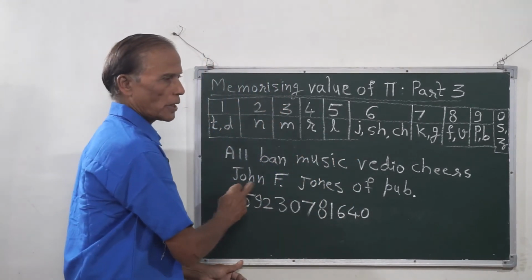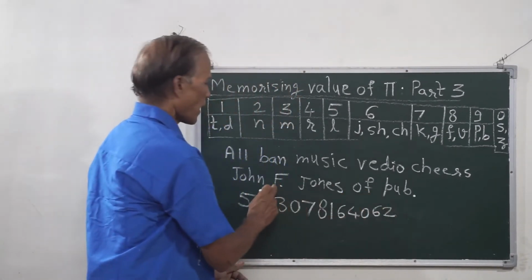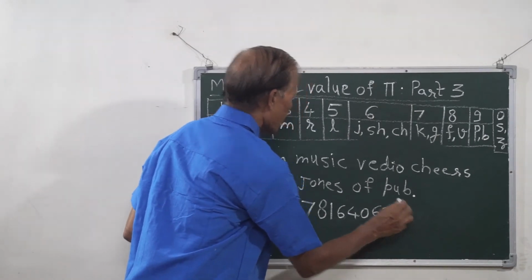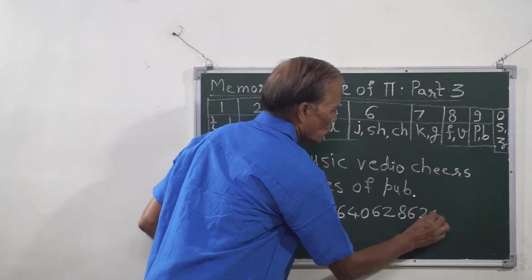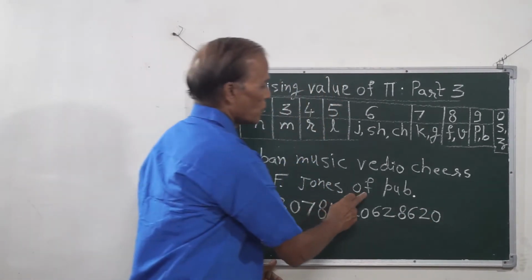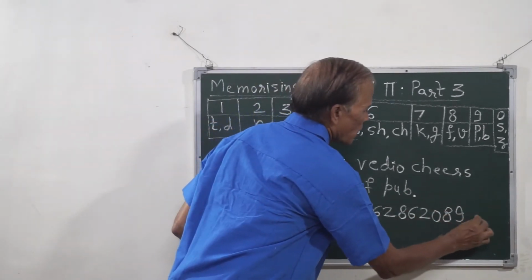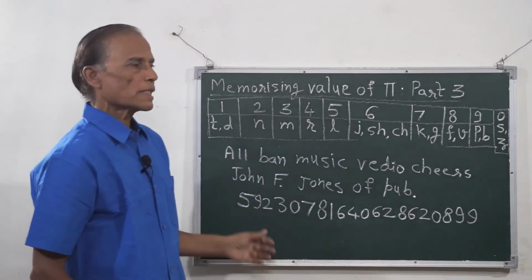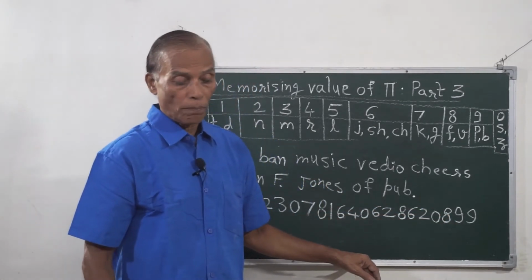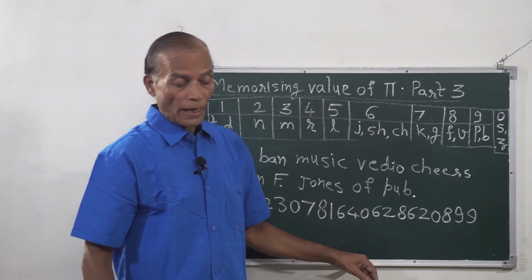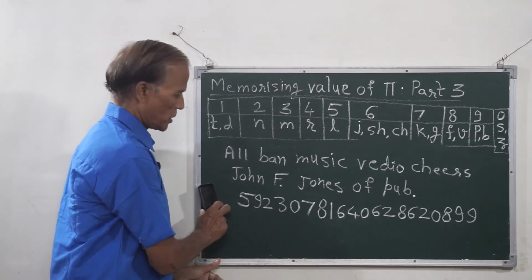John, J and N sound are there, so 6, 2. F gives us 8. Jones, J and S, 6, 2, 0. F sound 8. Pub, that gives us 9, 9. So these are from 61 to 80 decimal places for the value of pi. And the last sentence will take us to 100 decimal places.